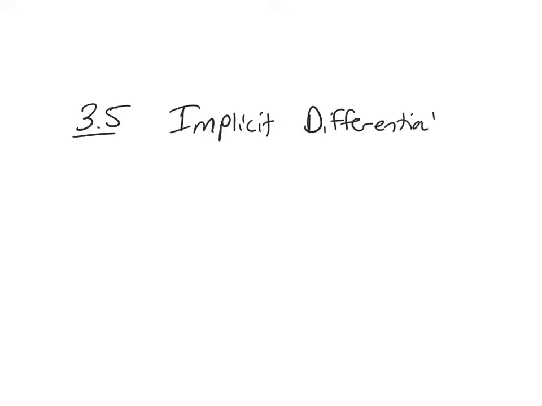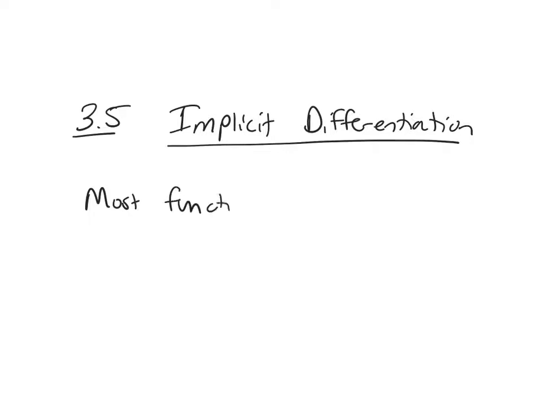So let's start our next section, which is 3.5, and it's about implicit differentiation. So most of the functions that you've encountered previously have been explicitly written.